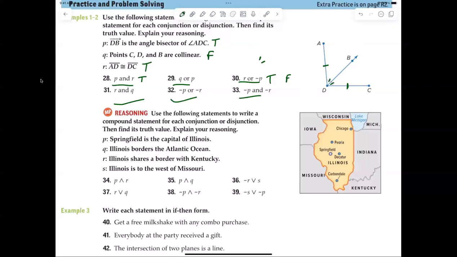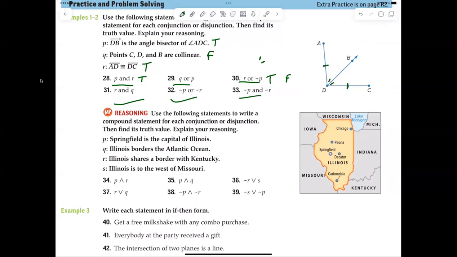31. R and Q. Is that true or false? False. Right. And if you wanted to, you could write out AD is congruent to DC and points C, D, and B are collinear. Wow, I couldn't have said it better myself. An or statement, one or the other or both have to be true.